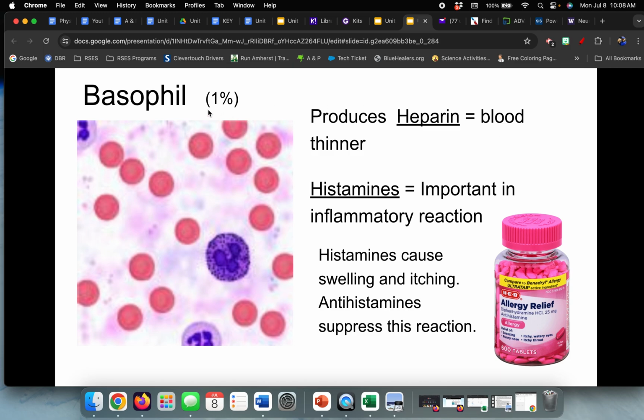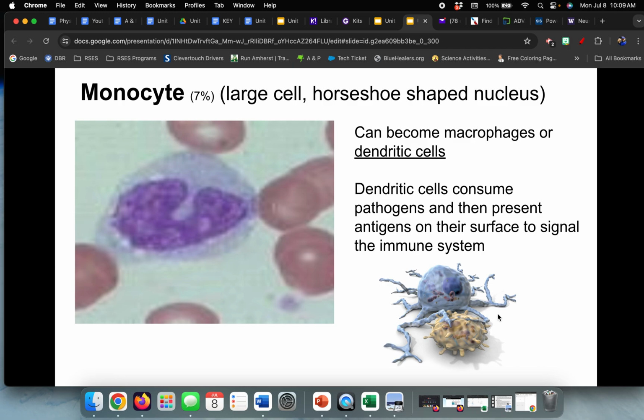Basophil: only 1% of our blood is this, and it's a blood thinner. It also produces histamines, which are important in inflammatory reactions, so it's a good thing, but they do make you swell and itch. So again, it's necessary, kind of like a fever is necessary. Your body's raising the temperature to kill something, some kind of virus or bacteria. It doesn't feel good, but it's necessary, just like histamines.